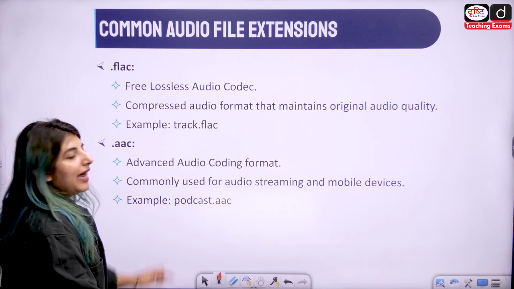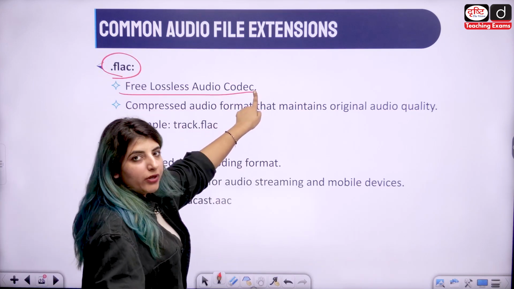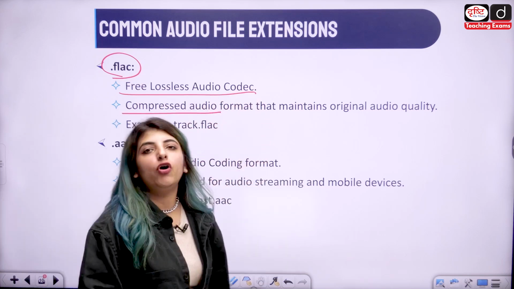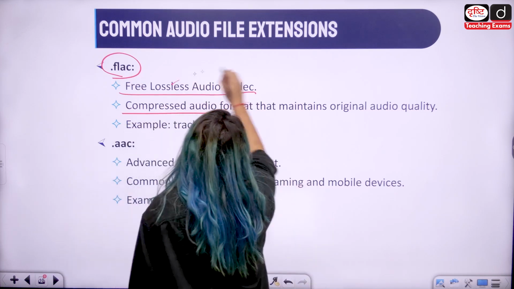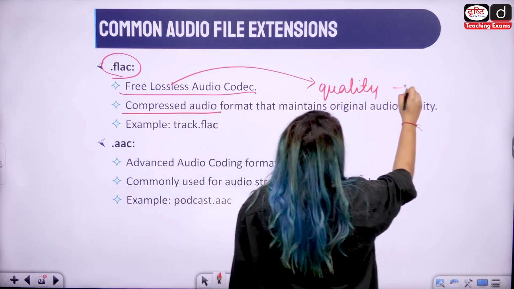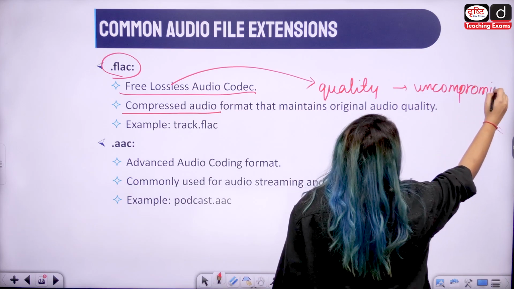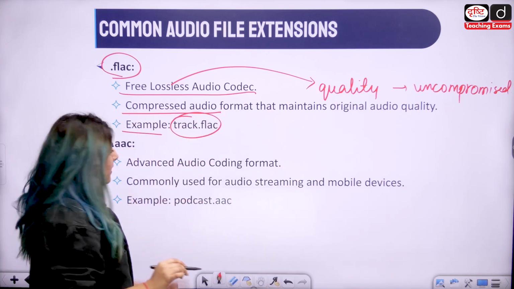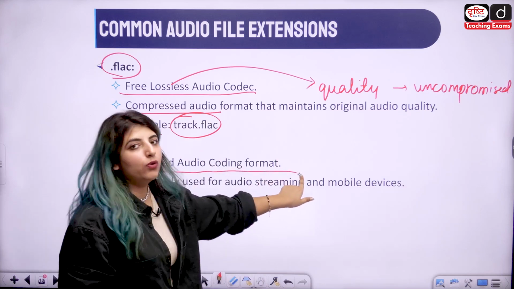Then we have FLAC, .FLAC. This is also audio one, free lossless audio codec. This is the full form. Compressed file format that maintains the original quality. So this is again a lossless. The name itself is suggesting that the quality is uncompromised. Correct? Example is track.FLAC.